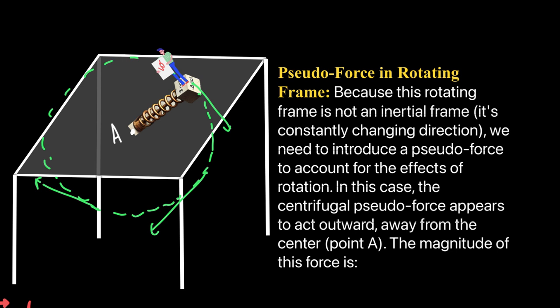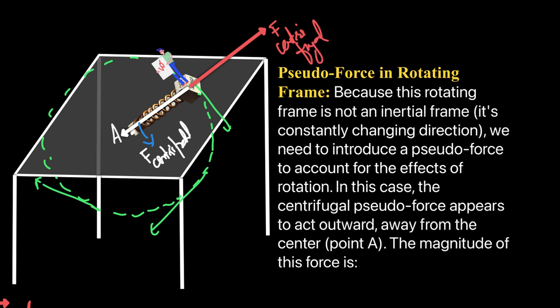So let's try to explain this concept one more time. We can say here that the centripetal force acts like this towards A, whereas the centrifugal force acts away from the point A. So this line here represents the F centripetal, whereas this represents the F centrifugal. Okay, and the magnitude of the centrifugal force is given by m omega square r. Why? Because this is in a circular motion.